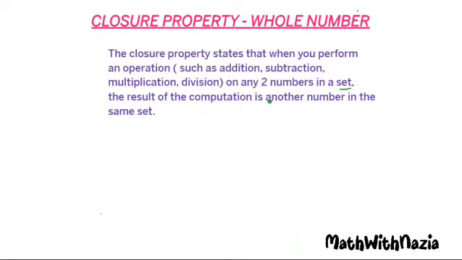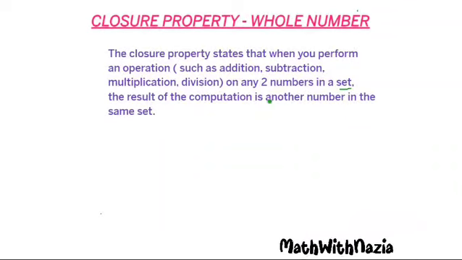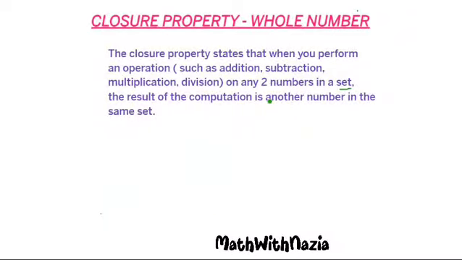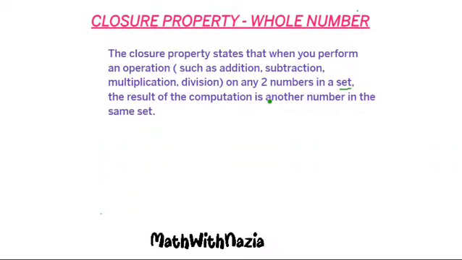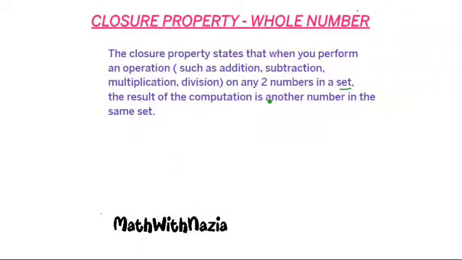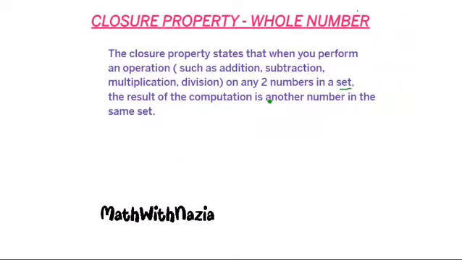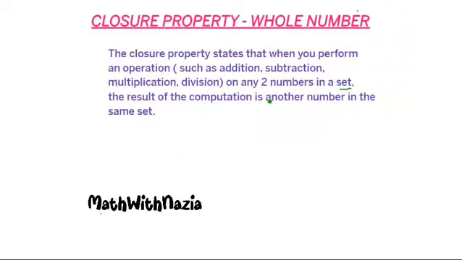That means if you take whole numbers, when you add two whole numbers, the answer should be a whole number. That is the closure property. Or when you subtract two numbers, your answer should be a whole number. Same way, when you multiply two whole numbers, your answer should be a whole number. When you divide two whole numbers, your answer should be another whole number.